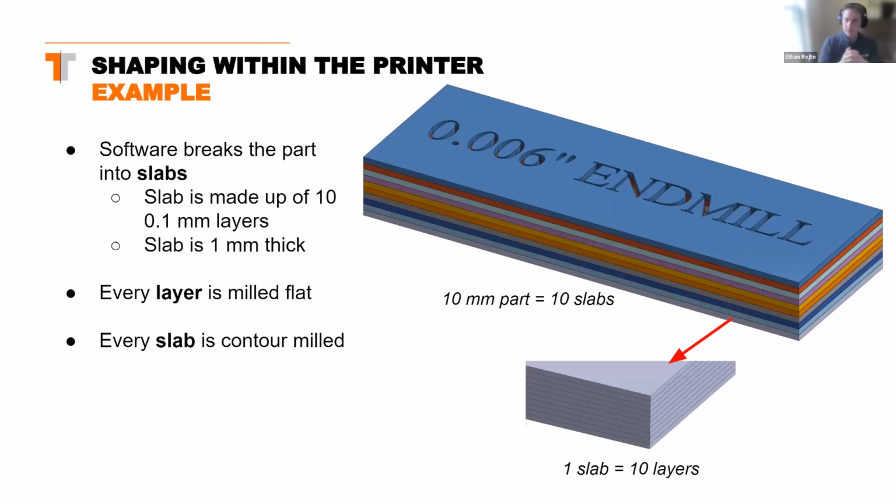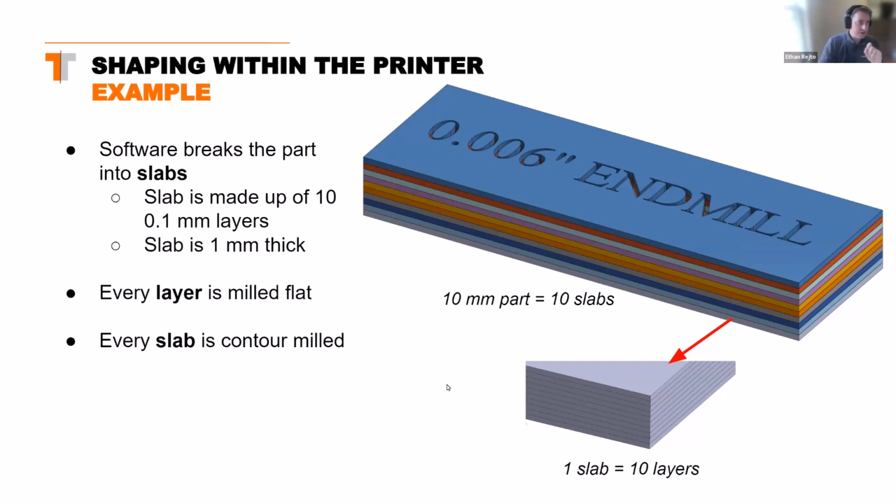So you can see on our right here, this part on the right is just a simple block, the test block when we were testing out our small cutting tool. That part is 10 millimeters tall. So it's 10 slabs or 100 layers, because each slab is made up of 10 layers. If I were to count all my different colors here, we would see that we have 10 different slabs. And if we're looking at just the gray part down here, you can see that that gray slab is made up of 10 layers that are each 0.1 millimeters tall, or 100 microns tall.